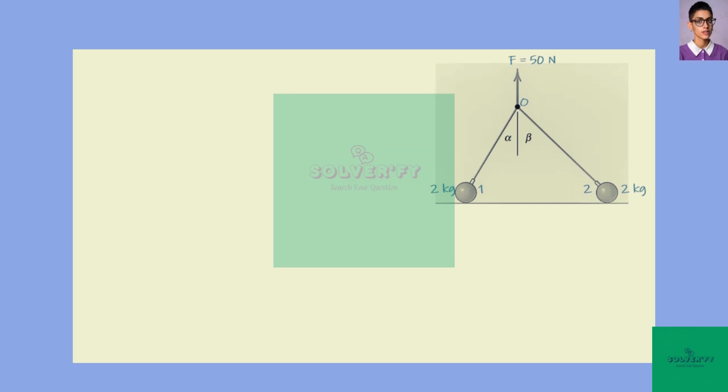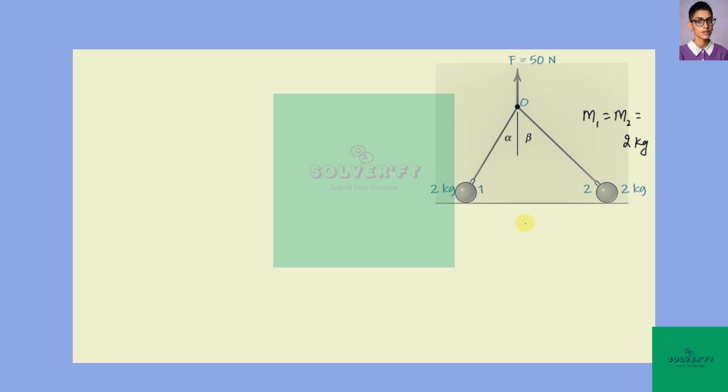So here in this problem we are given these two spheres of mass 2 kg. So mass of sphere 1 is equal to mass of sphere 2, and that is equal to 2 kg. And they are attached with these two wires, and at this point a force that has a magnitude of 15 Newton is being applied. Now there are basically two cases.